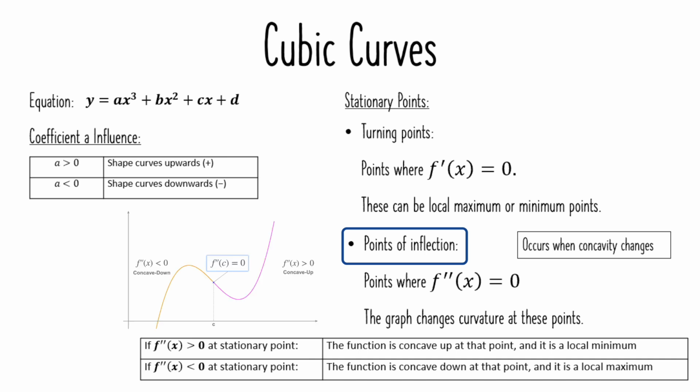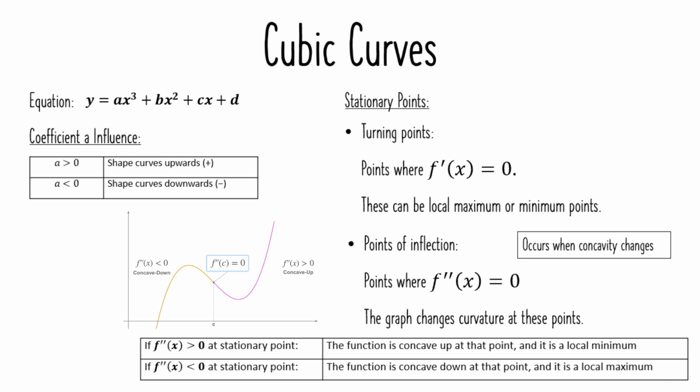So if the second derivative is more than 0 at a stationary point, in other words, positive at a stationary point, then the curve is concave up and it is typically a local minimum. If the second derivative is negative, less than 0, at a stationary point, then the curve is concave down and it is typically a local maximum.